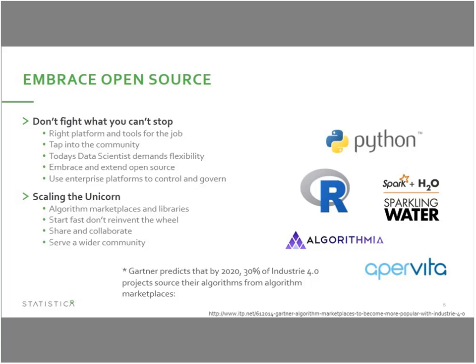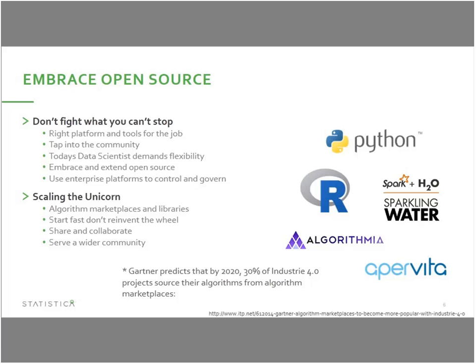I've got logos for a couple of them. Algorithmia and Apervita are two that Statistica works rather closely with. As you can see next to those logos, I included a little piece of something that Gartner released just a week ago, and Gartner predicts that by the year 2020, 30% of Industry 4.0 projects, and for those of you not familiar with Industry 4.0 as a term, they're referencing IoT projects, and in European markets, they're often called Industry 4.0. So these new analytically driven IoT projects, Gartner is already saying that these projects are going to be fueled by algorithms that come from marketplaces, 30% of them in the next handful of years.